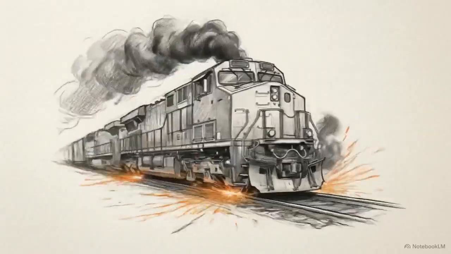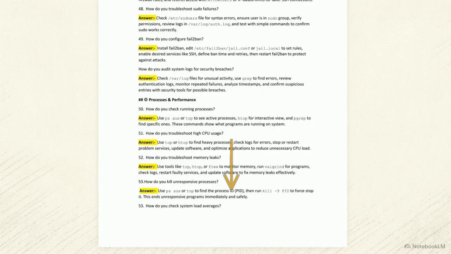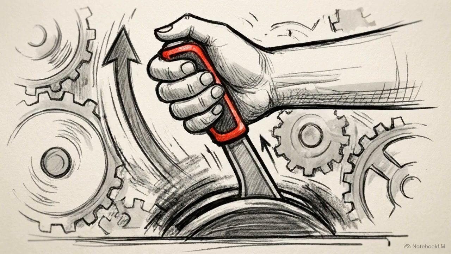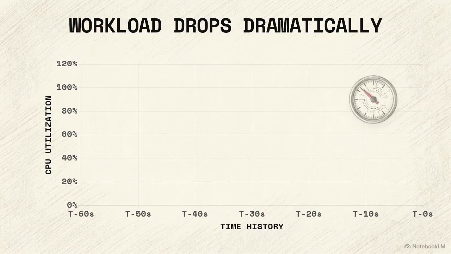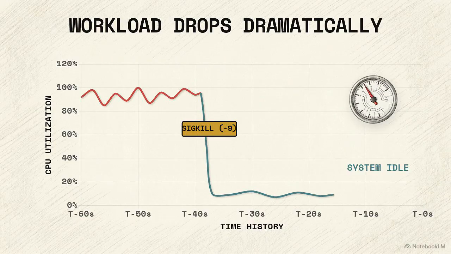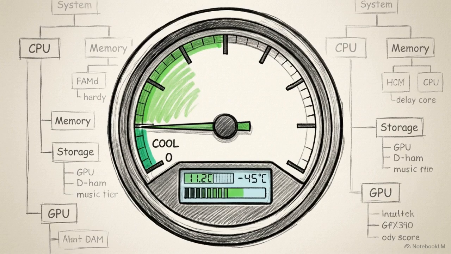Every program gets a unique name tag, called a process ID. You take that ID and issue a command called kill -9. This acts as a targeted emergency brake, forcing the unresponsive program to terminate immediately. The moment you apply that emergency brake, the heavy demand vanishes. The processor's workload drops dramatically, the cooling fans quiet down, and the system immediately returns to a smooth, responsive idle.